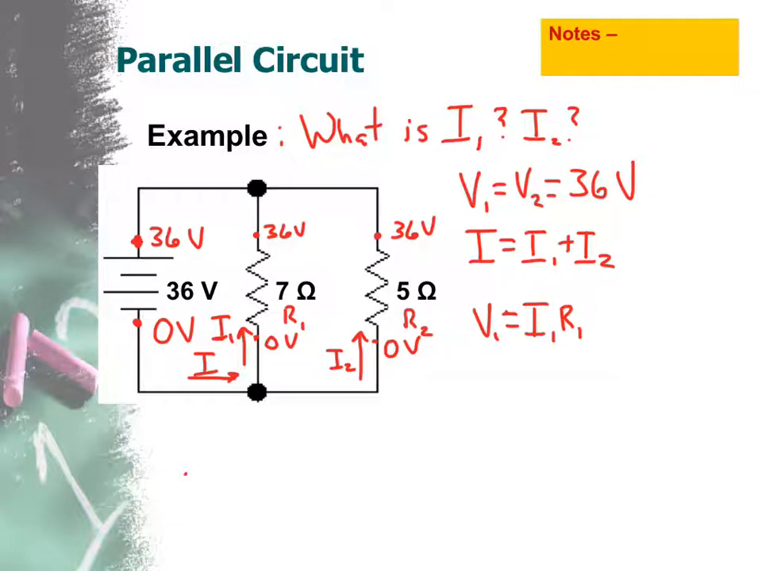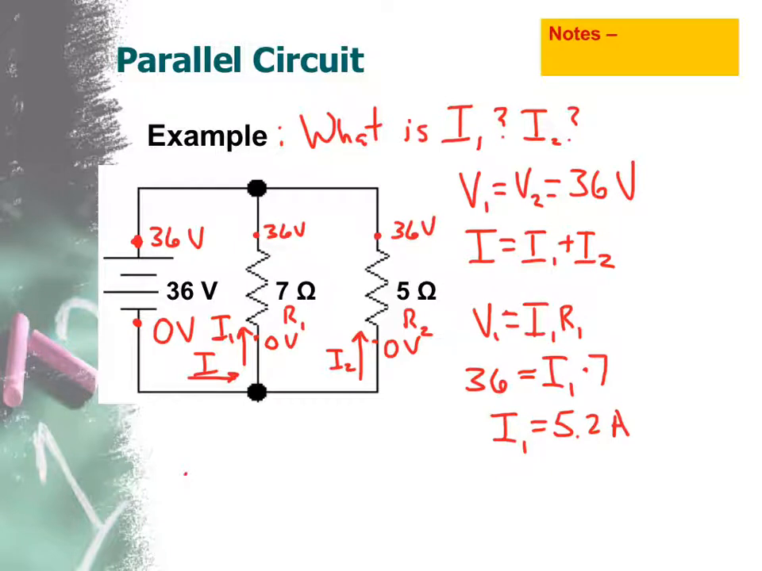We know that the voltage difference is 36. We don't know what the current is, but we do know that the resistance is 7 ohms. And when we figure out what I1 is, it's going to be a number slightly larger than 5. It might be 5.16 or something like that, maybe. So let's round that up to 5.2 amps.